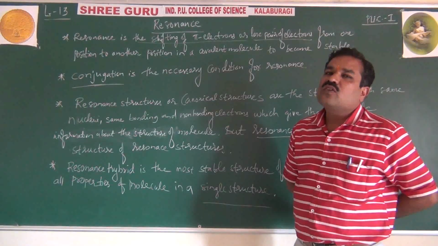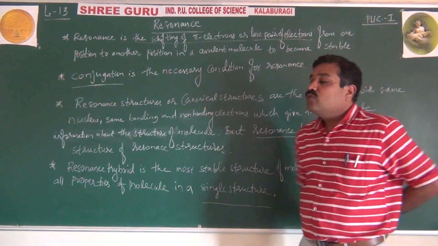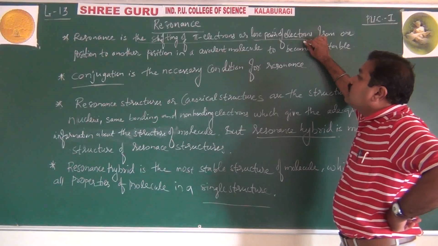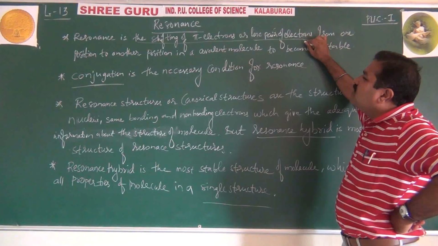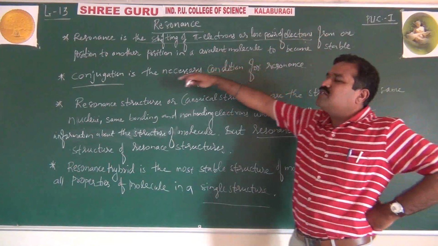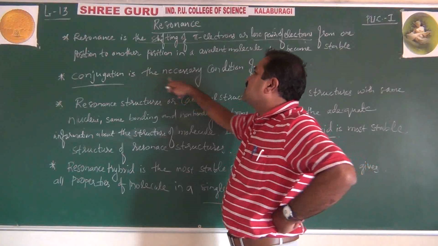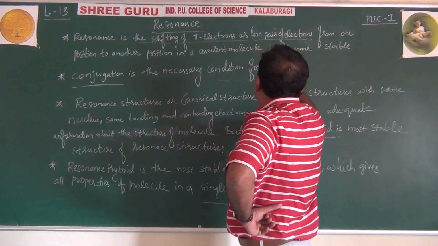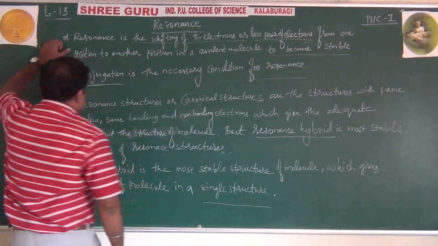Resonance involves delocalization or shifting of pi electrons or lone pair of electrons, not sigma electrons, from one position to another position in a covalent molecule, that too containing conjugation. Conjugation means alternate single and double bond. That's why conjugation is necessary condition for resonance. What is the aim? To become stable. The resulting structures are called resonance structures.